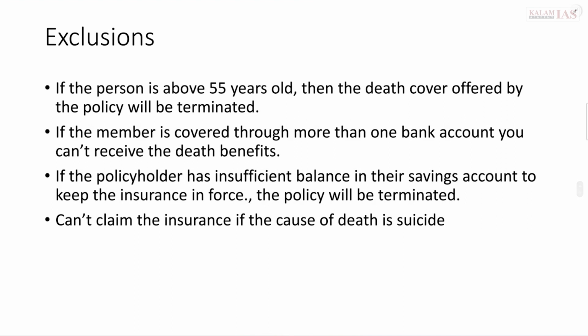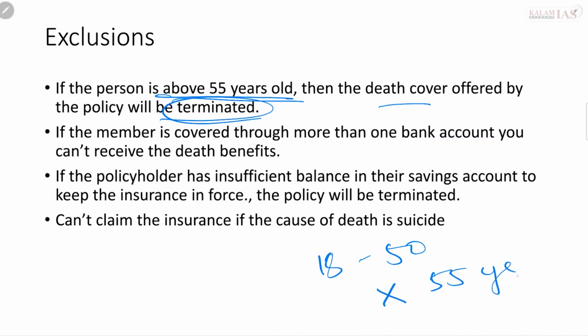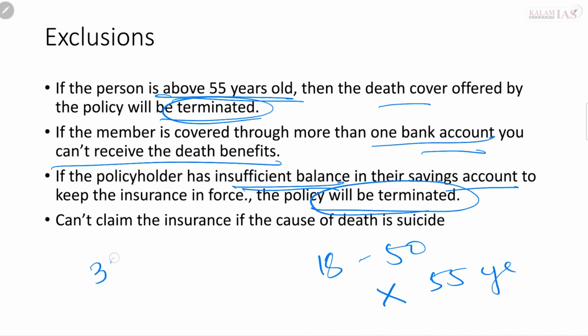Now let's also discuss the specific exclusions. First, if a person is above 55 years, then the death cover offered will be terminated. You can only buy the policy from the age of 18 to 50 years, and after 55 years you are no longer eligible even for the returns. If the member is covered through more than one bank account, you can't receive the death benefits. You can only take the benefits once. If the policy holder has insufficient balance in their savings account, the policy will be terminated. You need to constantly ensure that at least rupees 330 exist in the account so that you can claim the benefits.